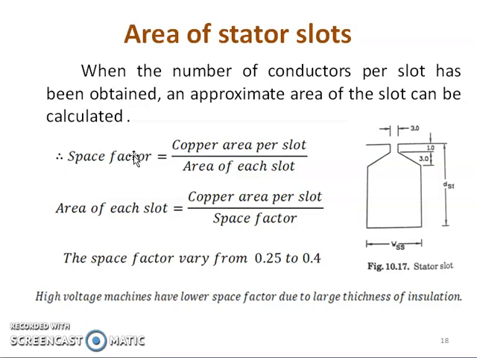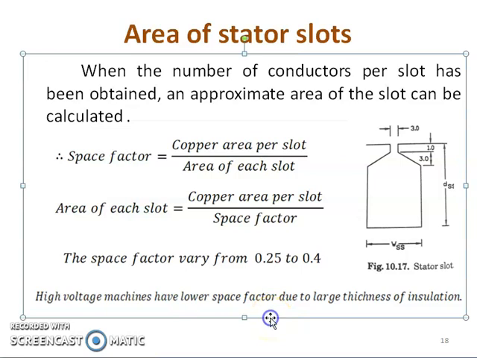If an induction motor is to be designed for high voltage, then the thickness of insulation used for a given slot area will be more, and if the thickness of insulation increases, then the actual area available to put conductors, or volume of copper material, decreases. Therefore the space factor is low for high voltage machines compared to machines which are designed for low voltage purpose.